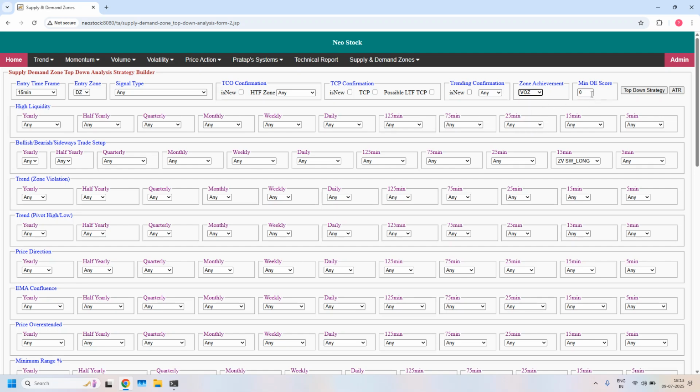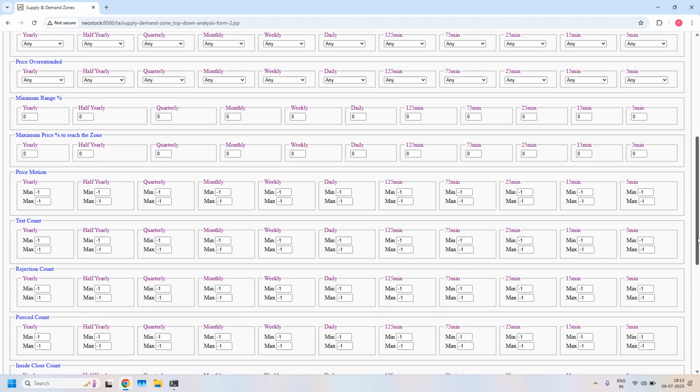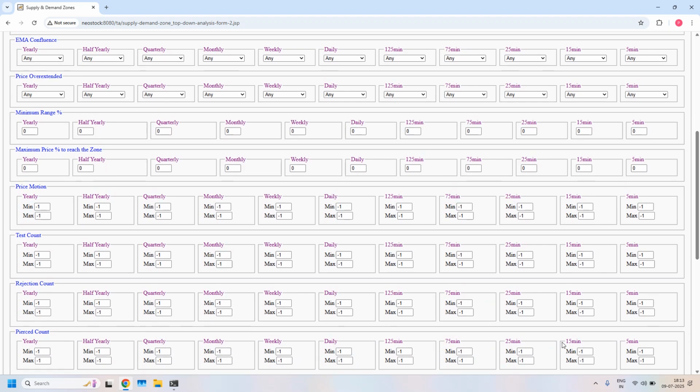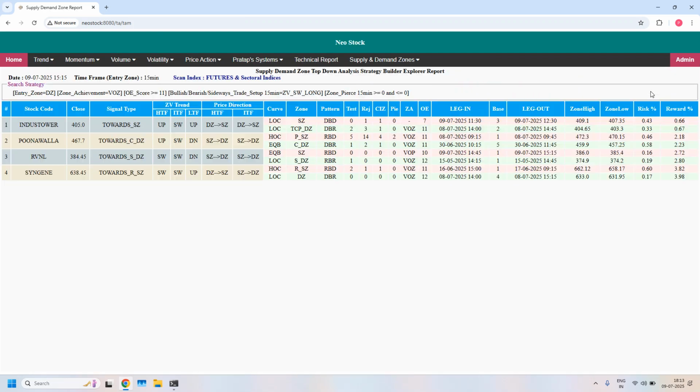Zone achievement VOZ, minimum odd and hands score 11, and the 15 minutes demand zone should not be pierced. So in the pierced count parameter at 15 minutes time frame, minimum value 0, maximum value 0. So with these filters, we got 4 stocks. These 4 stocks are supporting sideways long trade setup for daily income trade, and entry time frame zones are 15 minutes demand zones.